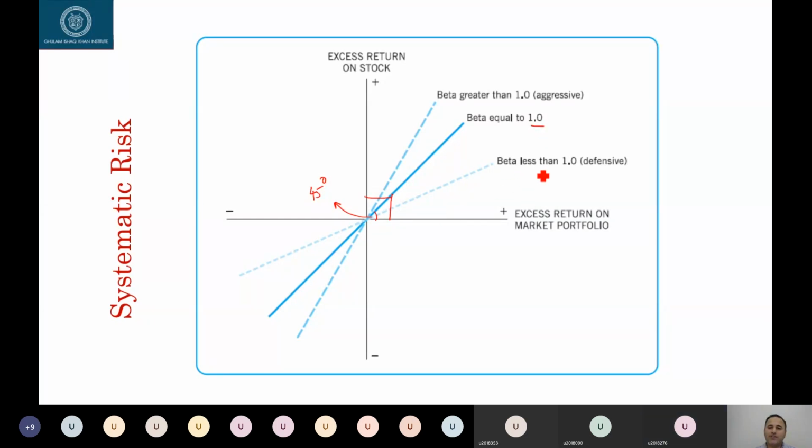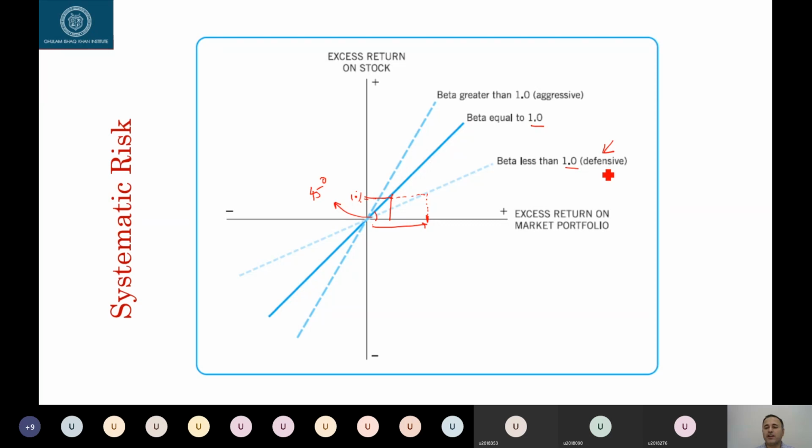But let's say, what if the beta is less than 1? It is also called defensive, or let's say if you are working with a portfolio, the systematic risk in those portfolio or individual stock is less. So let's say there may be a big jump in the market. For example, there is a 20% change here in the market return. But the resultant change in the portfolio may be 10%. So this is defensive. Anything less than 1 is a defensive beta.